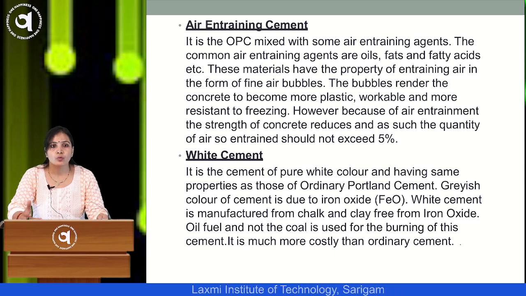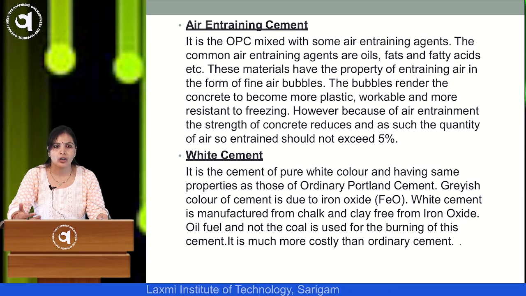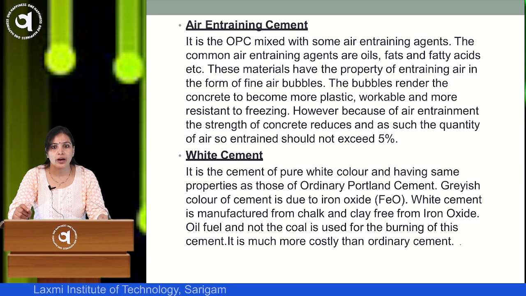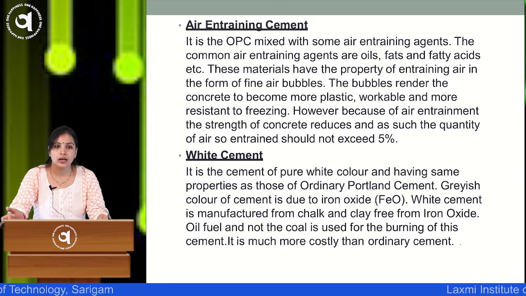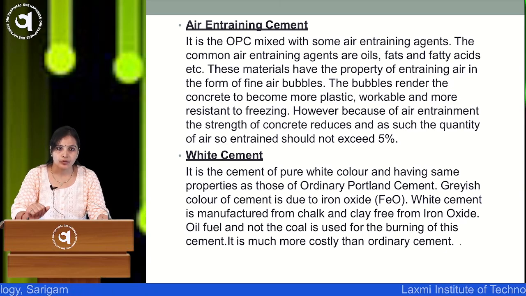White cement. We rarely use white cement, and we use it for decoration purposes or interiors. It is a cement of pure white color having some properties different from those of ordinary Portland cement, OPC. The greyish color of cement is due to iron oxide. If it is greyish, it has iron oxide content, while white cement is manufactured from chalk and clay free from iron oxide. So, when we eliminate this iron oxide, we get the white cement. It has the same properties as OPC.